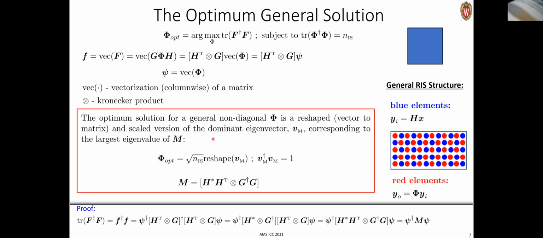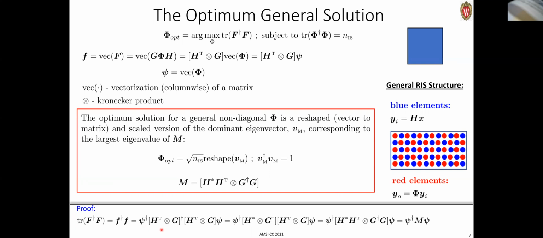And now it turns out in this case also the optimum solution is a reshaped, in other words, vector to matrix representation of a scaled version of the dominant eigenvector Vm, corresponding to the largest eigenvalue of M, where M is now H Hermitian Kronecker G complex transpose G. So notice that this is an NT NR by NT NR matrix, or NIS squared by NIS squared, and when we do the reshaping, we get that. So the proof again follows from looking at the trace.